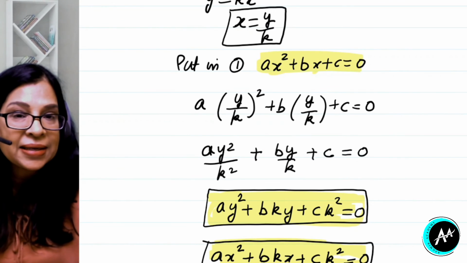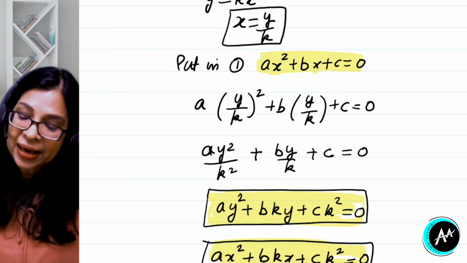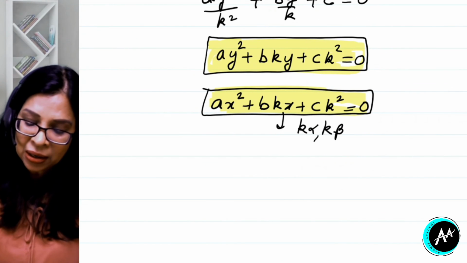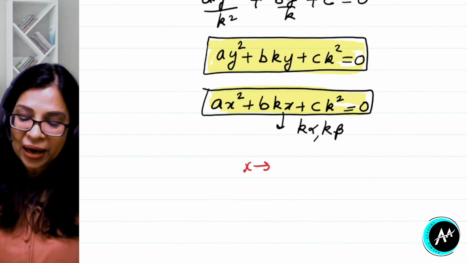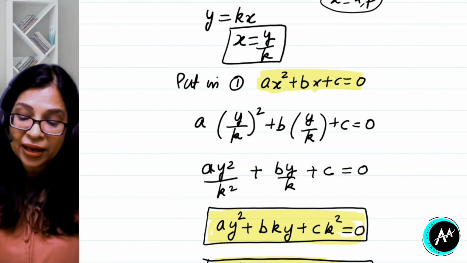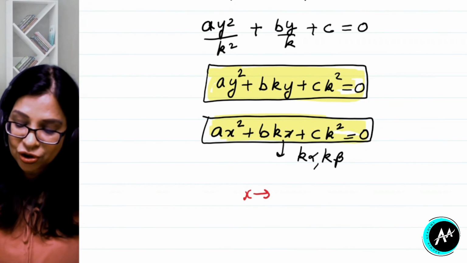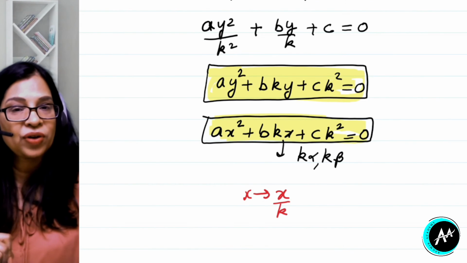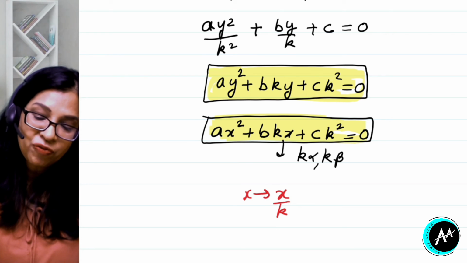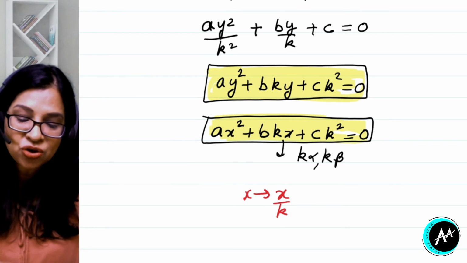Got it? So what have we done? Basically we have replaced x by, एक तरह से, x upon k. So what have we done? We are replacing x by x upon k. Can you see it from here? So that is the substitution. Is it okay? So this is what we have. Now let me take one more case and then we'll do questions based on that.